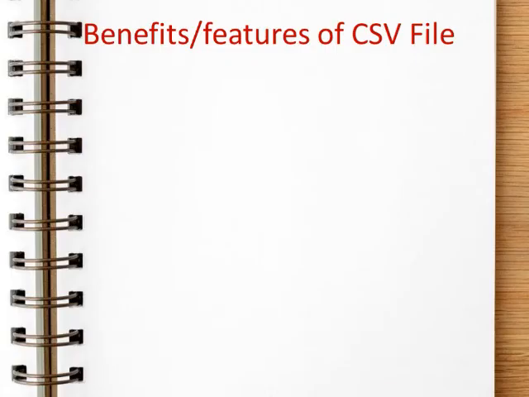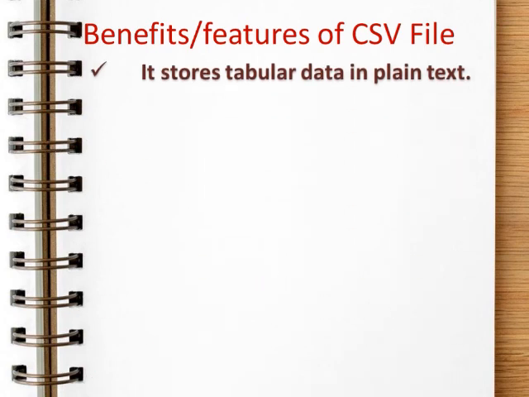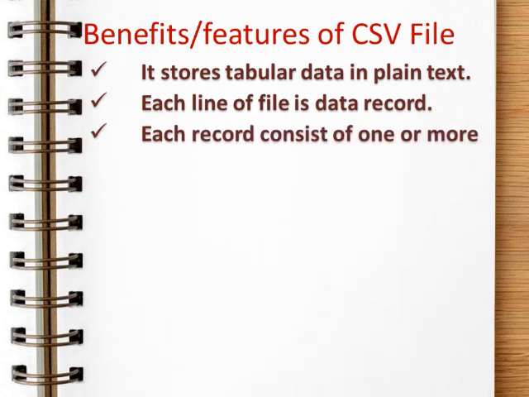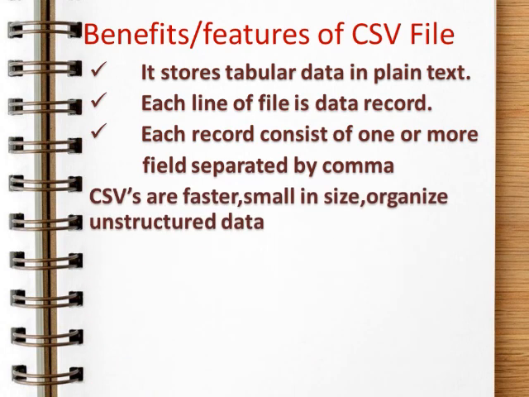Now the benefits and features of a CSV file. It stores tabular data in plain text, meaning digits and alphanumeric data. Each line of the file is a data record, and each record consists of one or more fields separated by commas. CSV files are handled very fast. They are faster and small in size. They can organize unstructured data. These are the benefits of a CSV file.